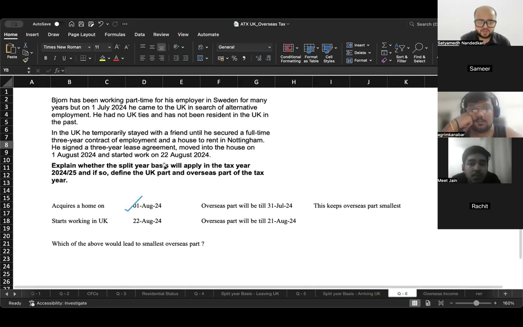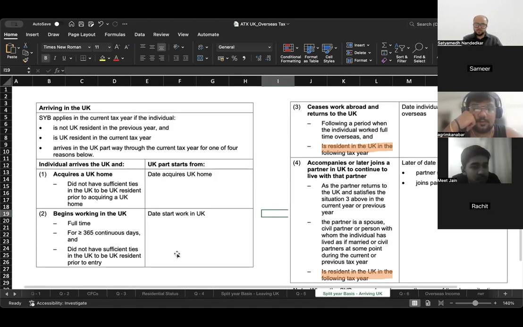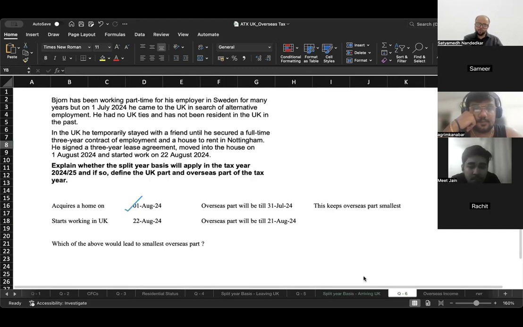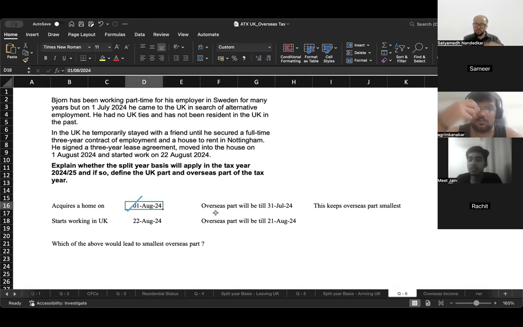अब ये जो person है, he came to UK, he signed a 3-year lease agreement and moved into the house on 1st of August 24. तो UK part कब से शुरू होगा? 1st of August 24. बट एक और कंडीशन है स्प्लिट ईयर बेसिस का, arrives in the UK and begins working in the UK full time. वो कब से फुलफिल हो रहा है? From 22nd of August.